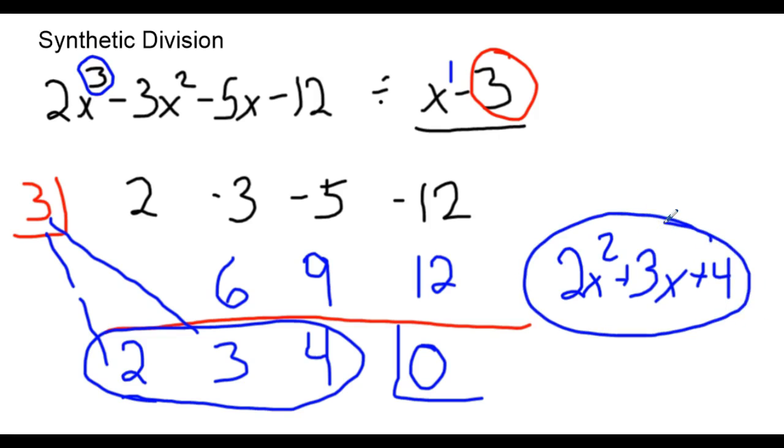Okay. So when you use synthetic division, the number you end up with at the bottom, it's always a degree 1 less than what you started with. So just take your x cubed, subtract 1, you're going to have an x squared. So you end up with 2x squared plus 3x plus 4. That is our quotient with a remainder of 0 using synthetic division.